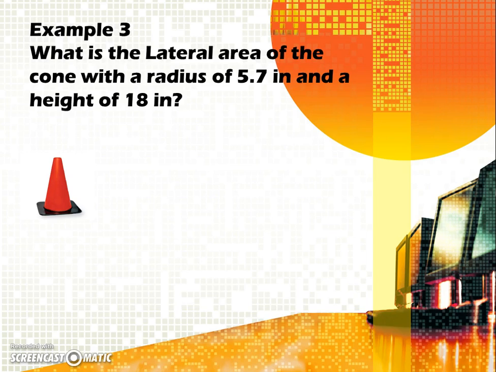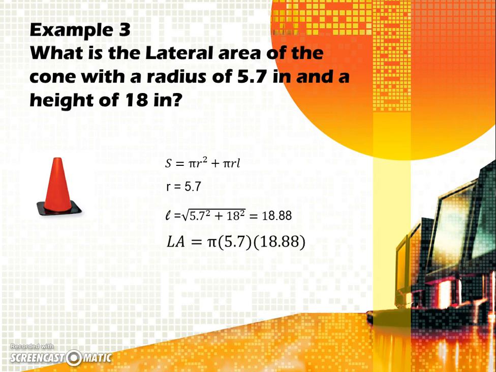Another example of a cone here. We want to know what the lateral area is. Lateral area is everything after the plus, so it's pi r L. The radius is 5.7 and the height is 18, so we have to do the Pythagorean theorem again. We do 18 squared plus 5.7 squared and take the square root. We get 18.88 as our slant height. Again, it's pi r L because that's lateral area, everything after the plus. So we do pi times 5.7 times 18.88, and we get 338.4.